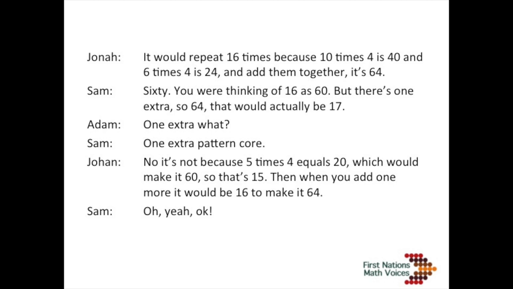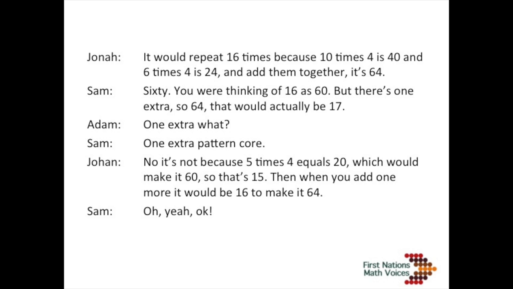If you'd like to discuss this exchange before we unpack it, please pause the video now. Okay, let's unpack this. Sam argued 16 repeats of the core would only reach column 60, and so one more core would be needed to get to column 64. But implicit in Jonah's argument is the understanding that the 20-column template contains 5 repetitions of the 4-column core. He responded that 5 times 4 equals 20, meaning there will be 5 repetitions of the core in one 20-column template. So that's 15, meaning for 3 full templates there would be 15 pattern cores, and adding one more pattern core would add 4 columns to 60 to end at column 64.